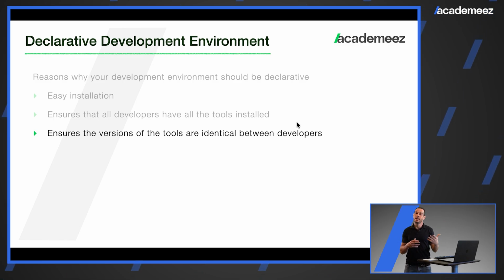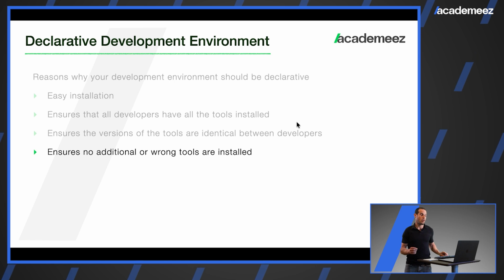Also, usually you combine continuous integration and continuous deployment. He cannot develop in a certain version that is not supported by the continuous integration, continuous deployment, sorry. So the tools' version needs to be aligned with the whole team and the CI, otherwise it can create problems during development. It ensures no additional or wrong tools are installed. So it ensures that what you install is what is declared in your environment, and not extra tools or wrong tools.